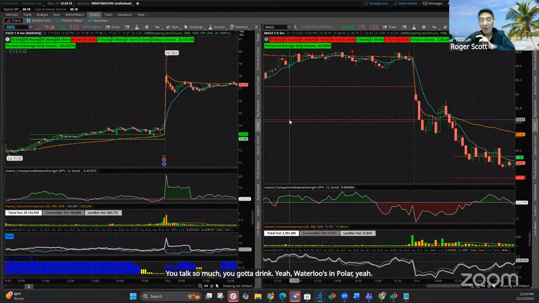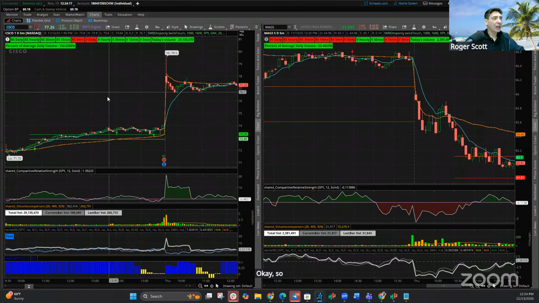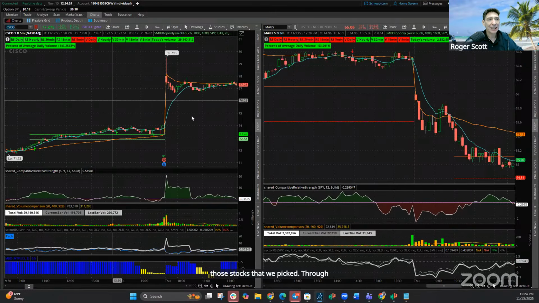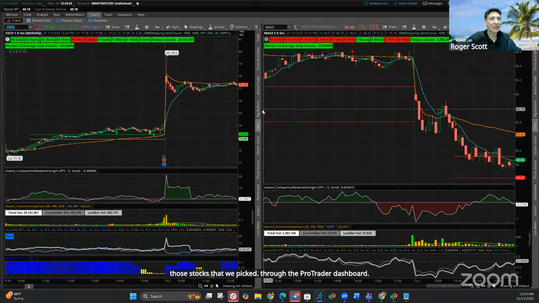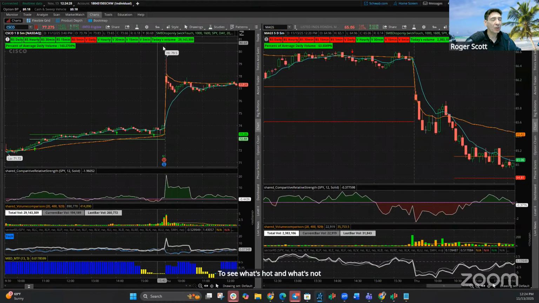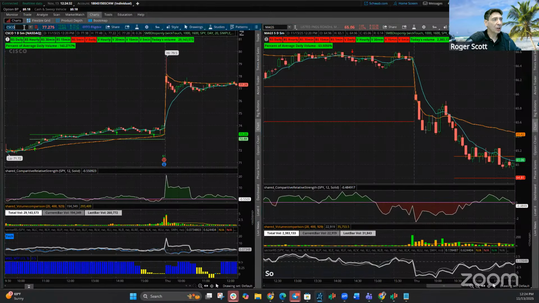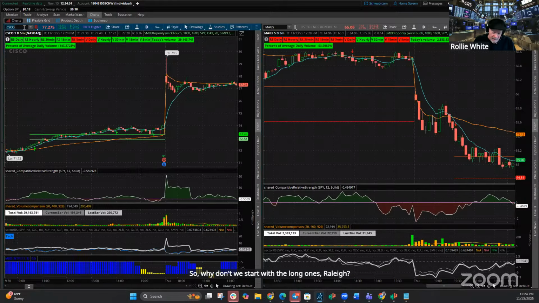Okay. So what we're going to do now is run those stocks that we picked through the ProTrader dashboard to see what's hot and what's not. And I'm going to show you all the cool features of the ProTrader dashboard. So why don't we start with the long ones, Raleigh? Okay. So the first one on the long list was QSR.